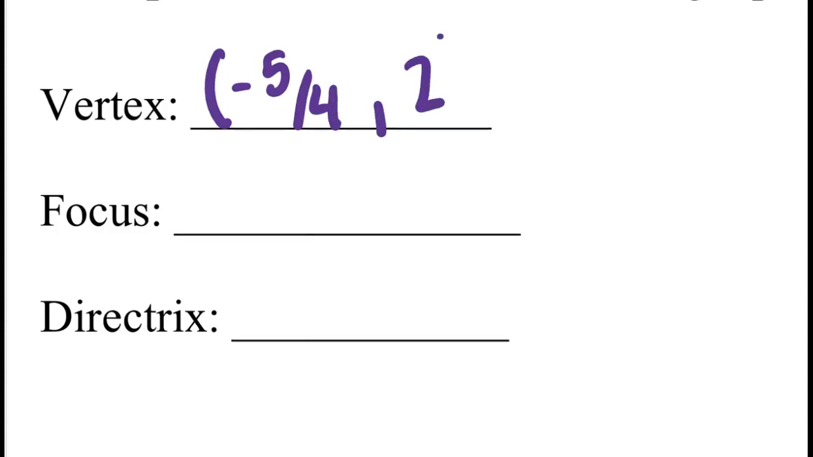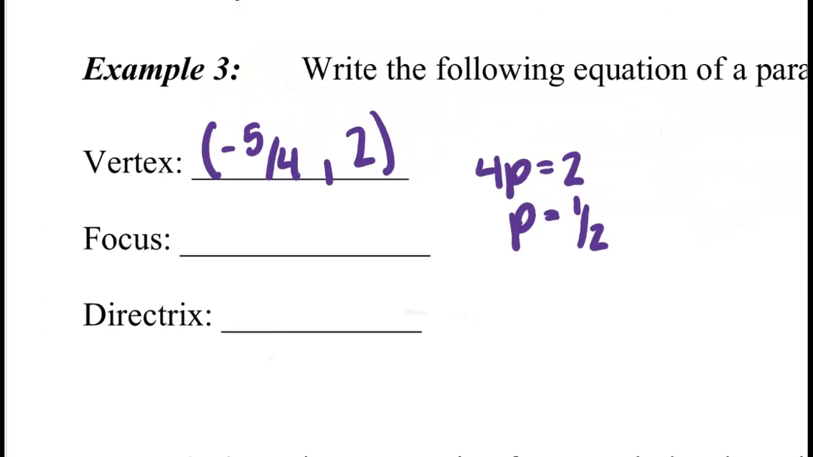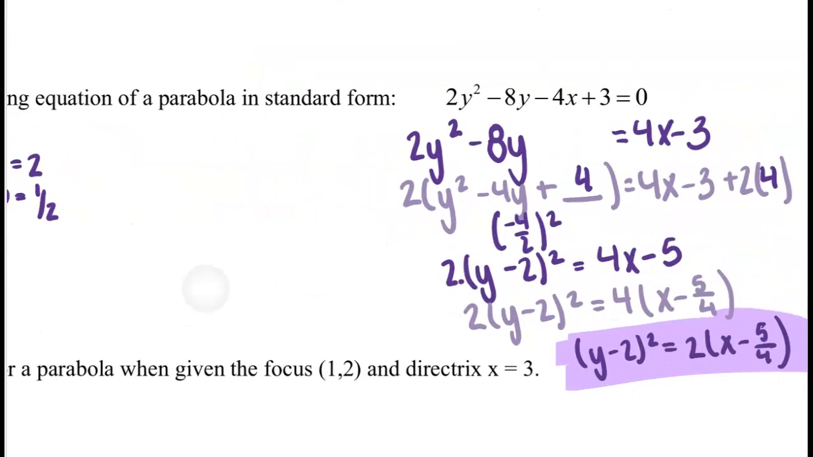So my vertex, I've got negative 5/4, comma 2. My focus, well, I've got 4p is equal to 2, so p is equal to 1/2. Now we have to figure out, well, my y is squared. That tells me that we're opening to the right, because 2 is positive.